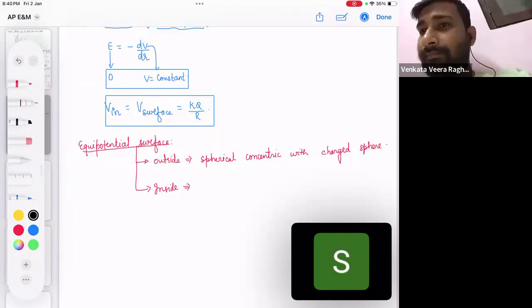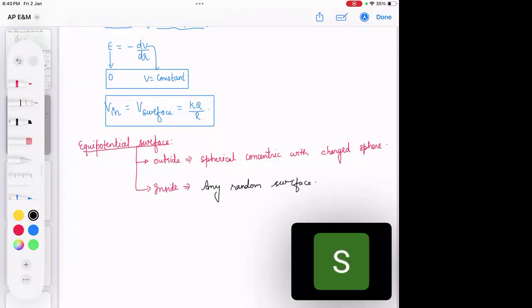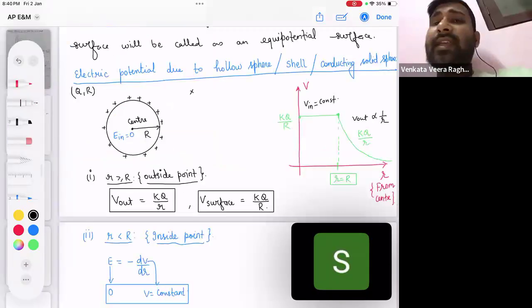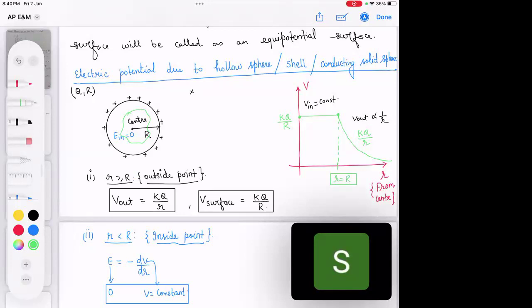Same, any random surface, potential only, right? Understood? Can you tell me why inside any kind of surface? Any random surface, I draw it inside. Can you tell me this is an equipotential surface, if the point is inside? Yes, why? Look at the point. Take any point on this surface, you will find the same potential, isn't it?